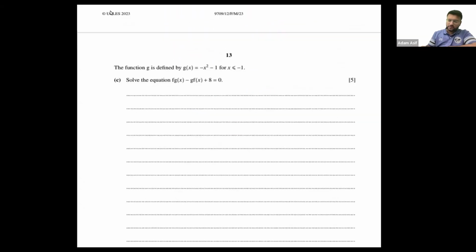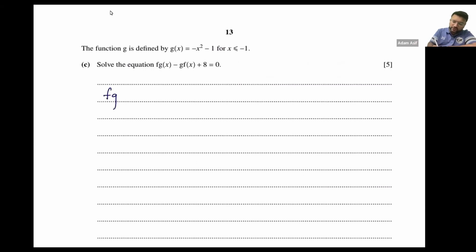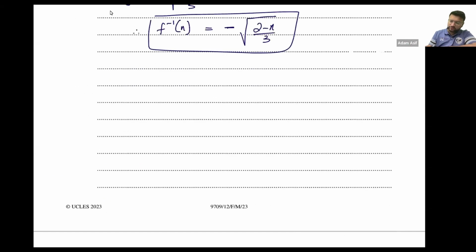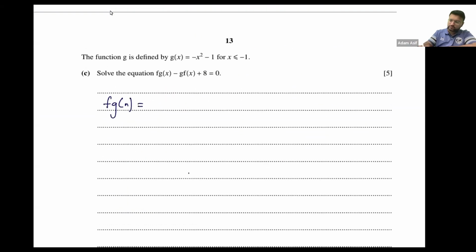All right. Function g is defined as g of x equals minus x square minus 1. The domain is x less than or equal to -1. Solve the equation fg of x minus gf of x plus 8 equals 0. So first form fg of x, a composite function, which means function g followed by function f. f of x is minus 3x square plus 2. So in function f, in place of x, I'm going to insert function g.